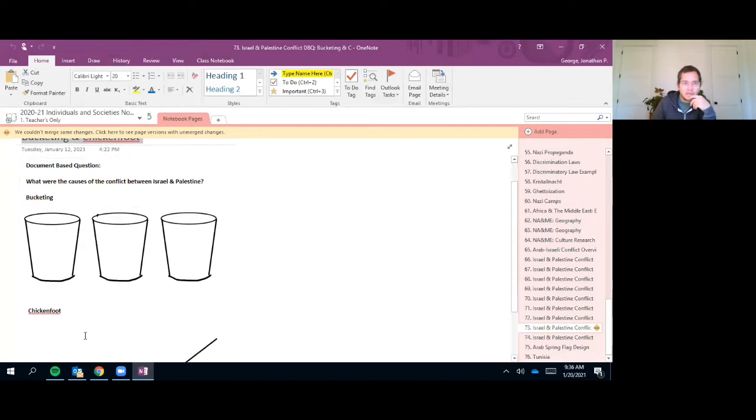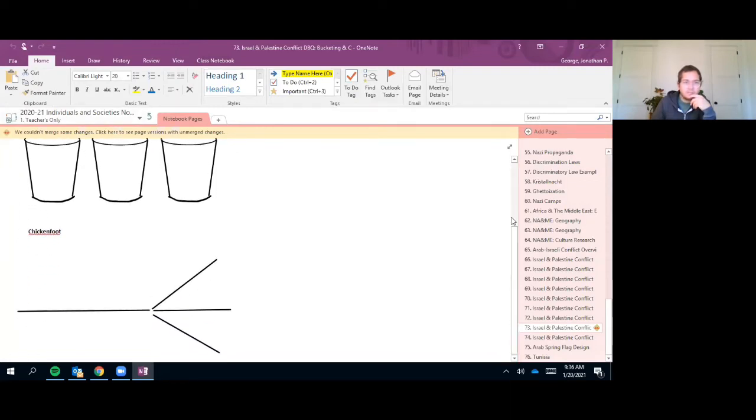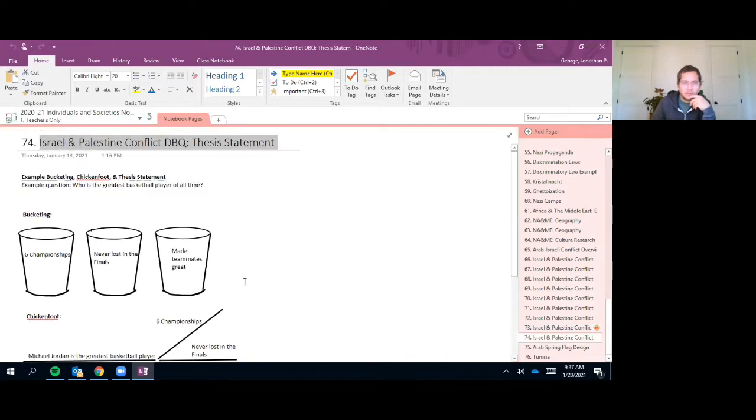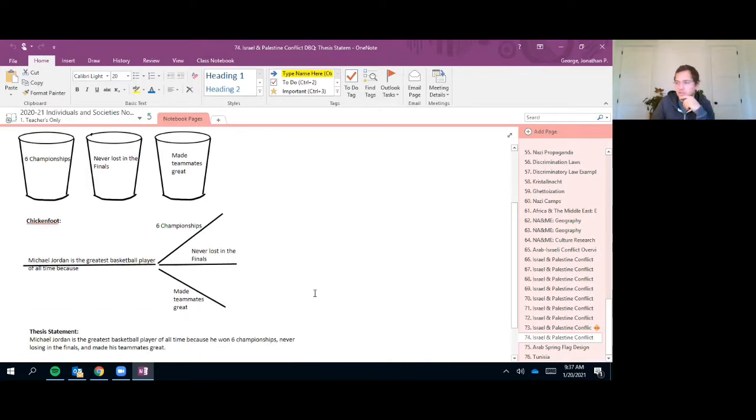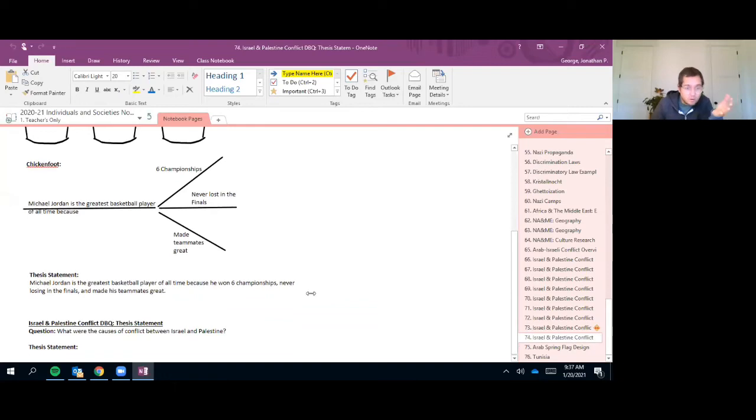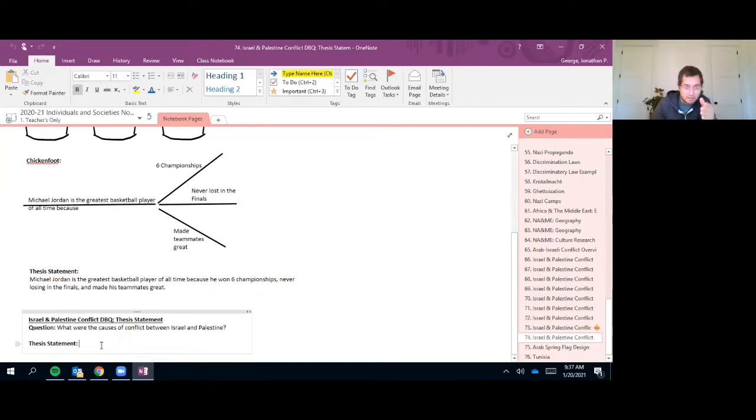All right, you did your buckets, you did your chicken foot. You can use page 74 as help. You got my example here. Make sure you're not using, if you wrote your thesis statement, which you were supposed to write right here at the bottom of 74. What were the causes of conflict between Israel and Palestine? You were supposed to write that right there yesterday. Okay, that's part of your work. And if I'm you and you know that that's a great thesis statement, copy it, paste, submit, you're done. That's it. Okay?